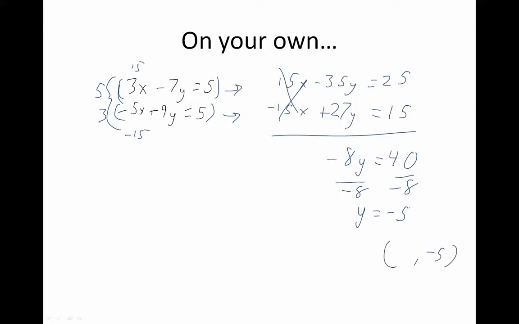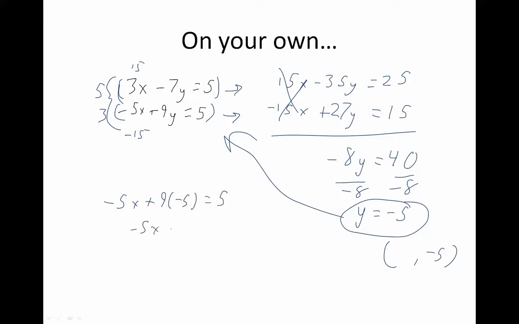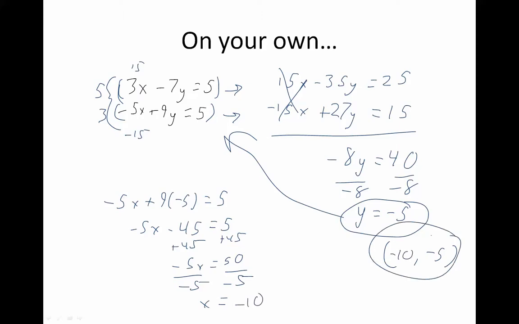Half of my solution is here. We're going to take that, and we're going to plug it into my favorite equation up there. Let's do the bottom equation this time. Negative 5x plus 9 times negative 5 equals 5. That's negative 5x minus 45 equals 5. We're going to add 45 to both sides. We're going to get negative 5x equals 50. And then we're going to divide both sides by negative 5. And we end up with x equals negative 10. So there's my solution, negative 10, negative 5.